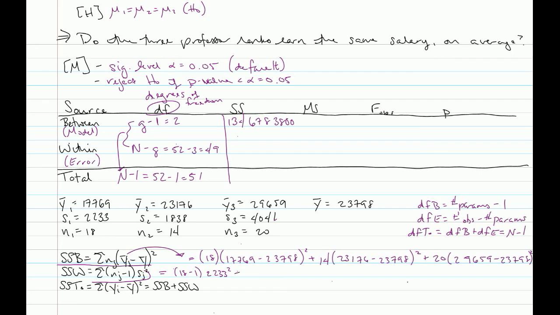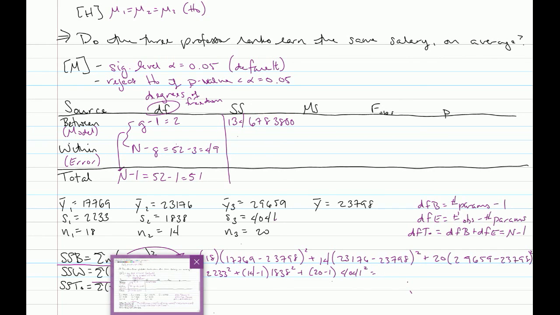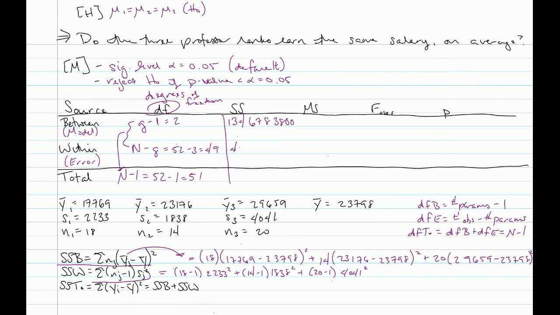And then we need to figure out what sample 2's contribution to this pooled standard deviation will be. So that would be n2 minus 1 times s2 squared, or 14 minus 1 times 1838 squared. And then we do the same thing for group 3. So that would be 20 minus 1 times s3 squared, or 41 squared. And when we work this out, we get 438,946,058.